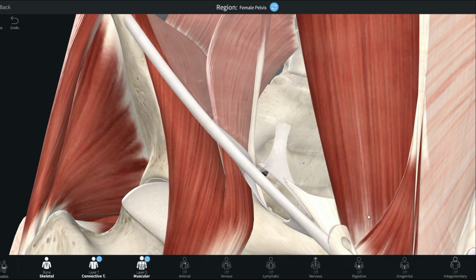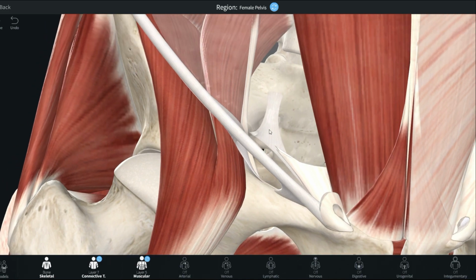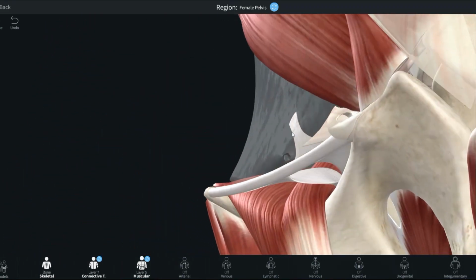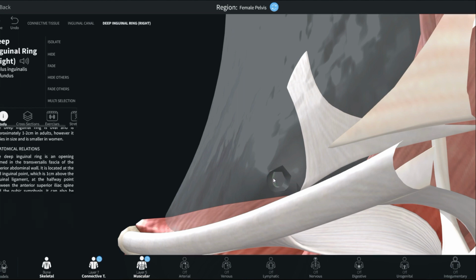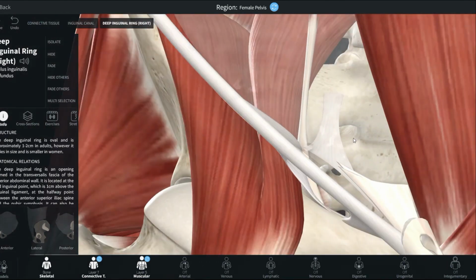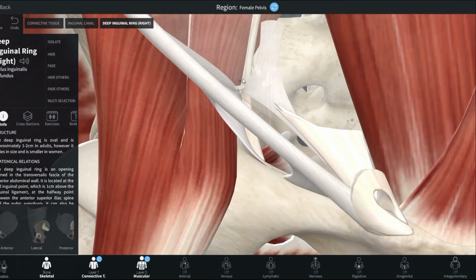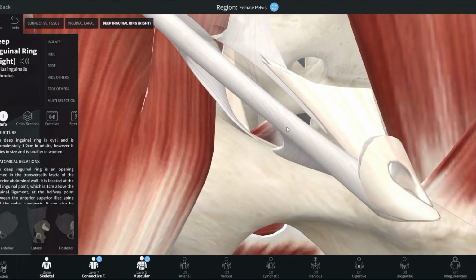The superficial inguinal ring is situated on the external oblique aponeurosis, whereas this opening is situated on the fascia transversalis. This is called the deep inguinal ring. It is very faintly shown because the fascia has been depicted as a transparent structure. This is the deep inguinal ring, this is the superficial inguinal ring, and this is the inguinal ligament.